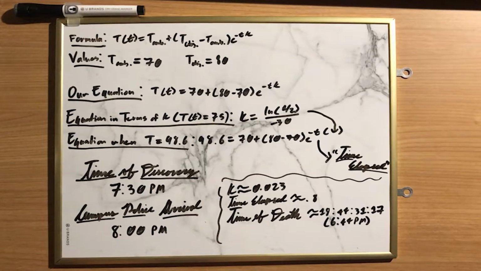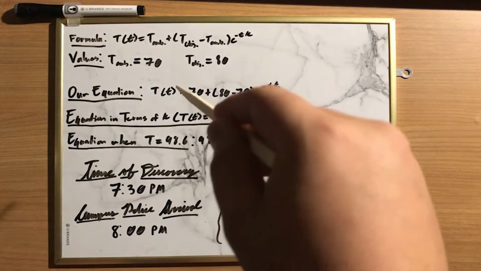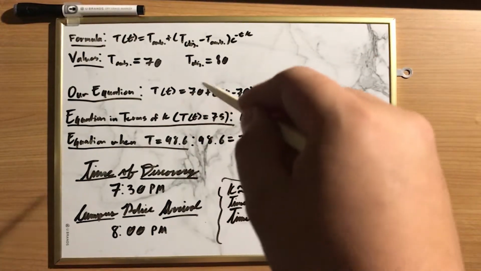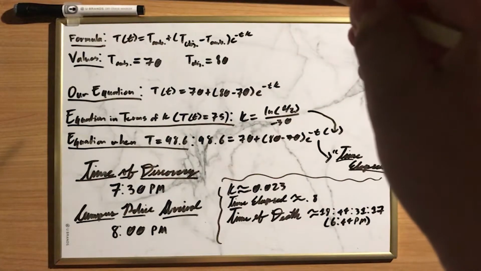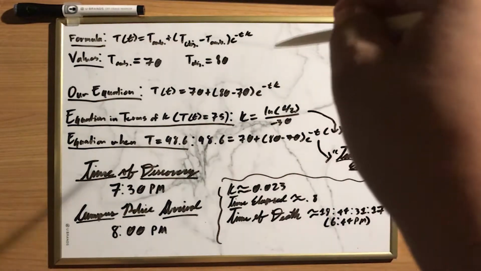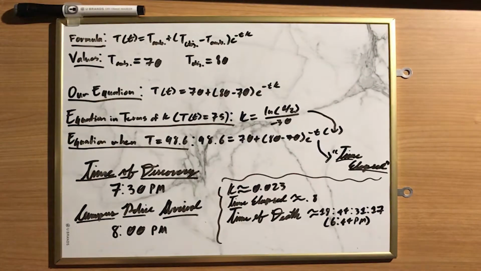The equation substituted with the values is written out as temperature as a function of time is equal to 70 plus 80 minus 70, times e to the power of negative t k. What we are first trying to find is k. Our coefficient of decay enables us to find many other things, so that's our first priority.